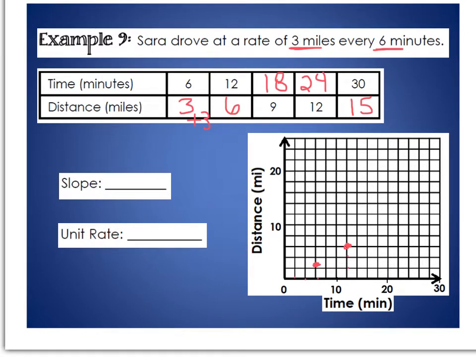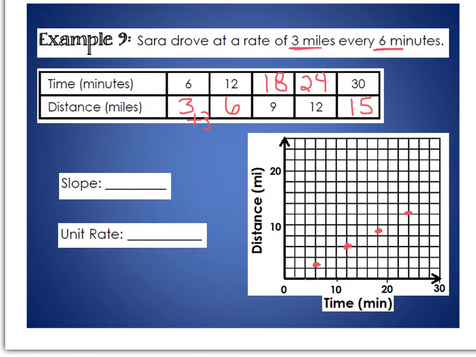Next we have 18 and 9. Well, 18 is going to be right before the 20, and 9 is going to be right before the 10, just a little below it. And then next we would have 24, so that's going to be 2 past the 20. And then we got to go up to 12, which is going to be 1 line past the 10.